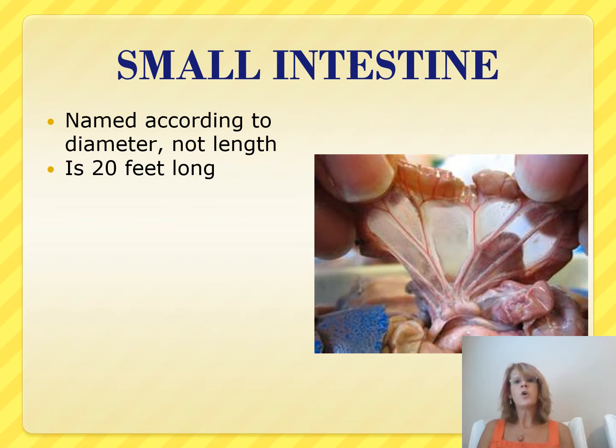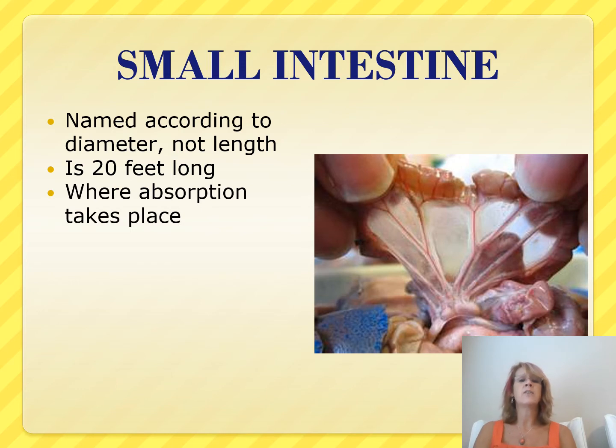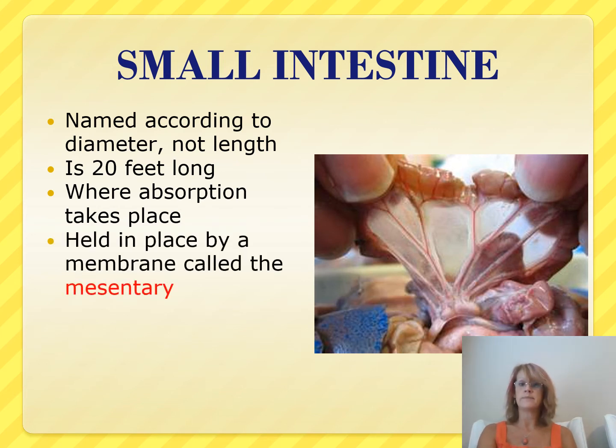Because remember, folds equal surface area. The more folds we have, the more we can absorb. Okay, the more stuff we can slurp up. And in the case of our small intestine, it really is the main organ. This is where we get our nutrients. This is where absorption is going to take place.